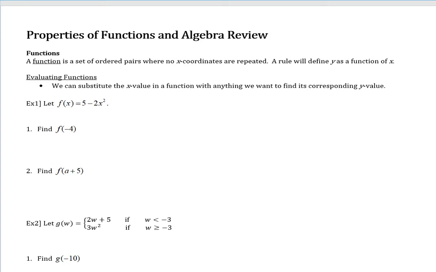Hi everyone, welcome to our video on the properties of functions and algebra review, where we will be evaluating functions. So first, let's just define a function.